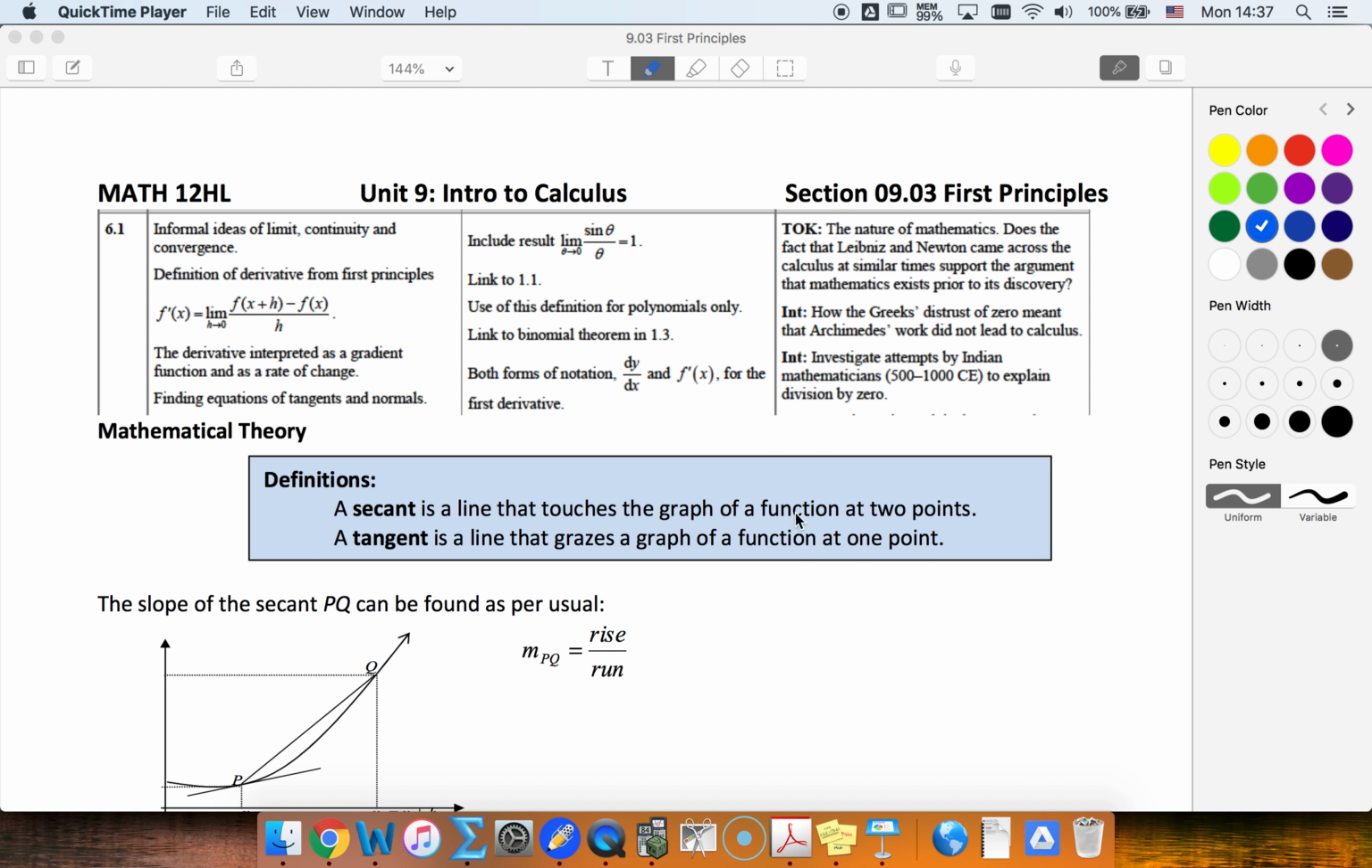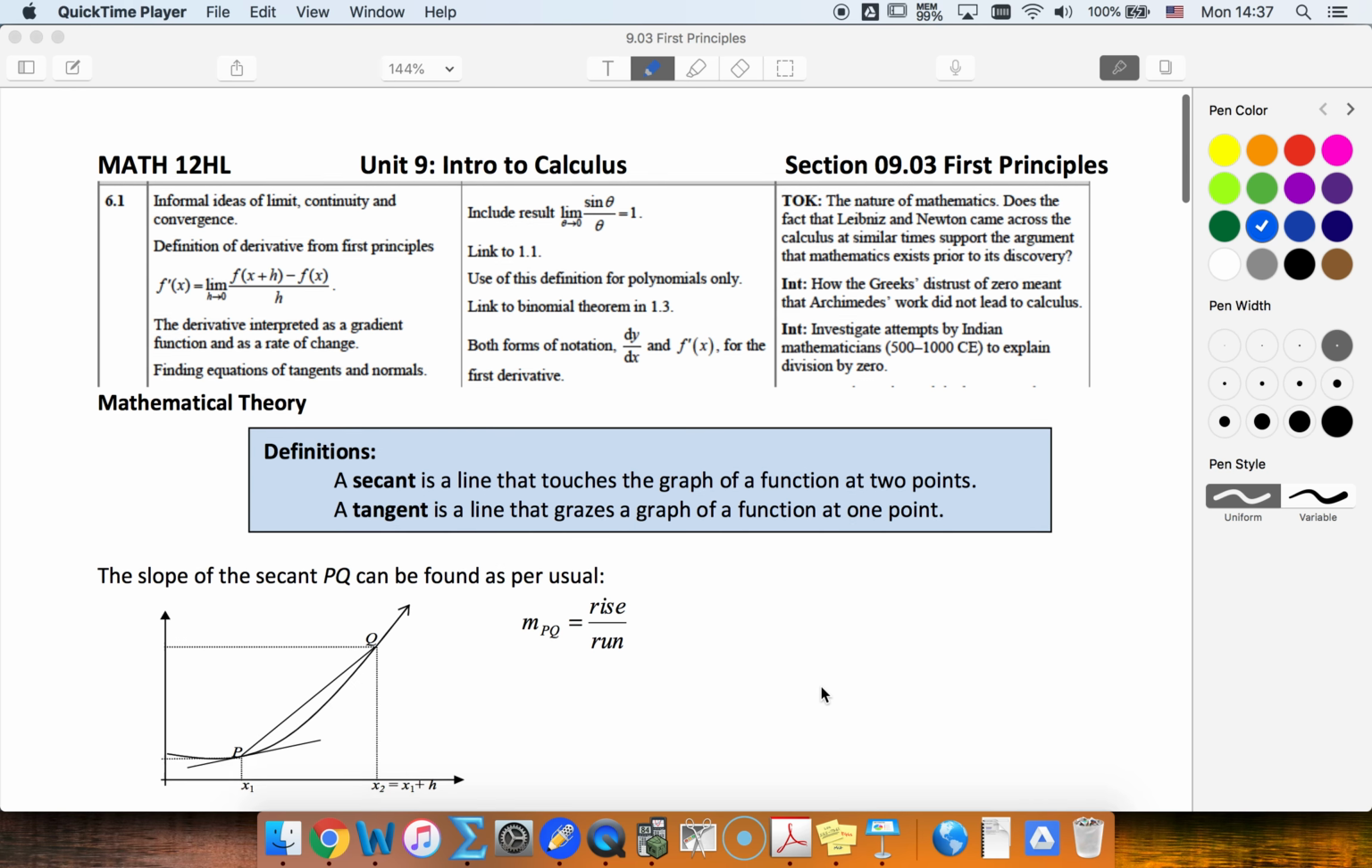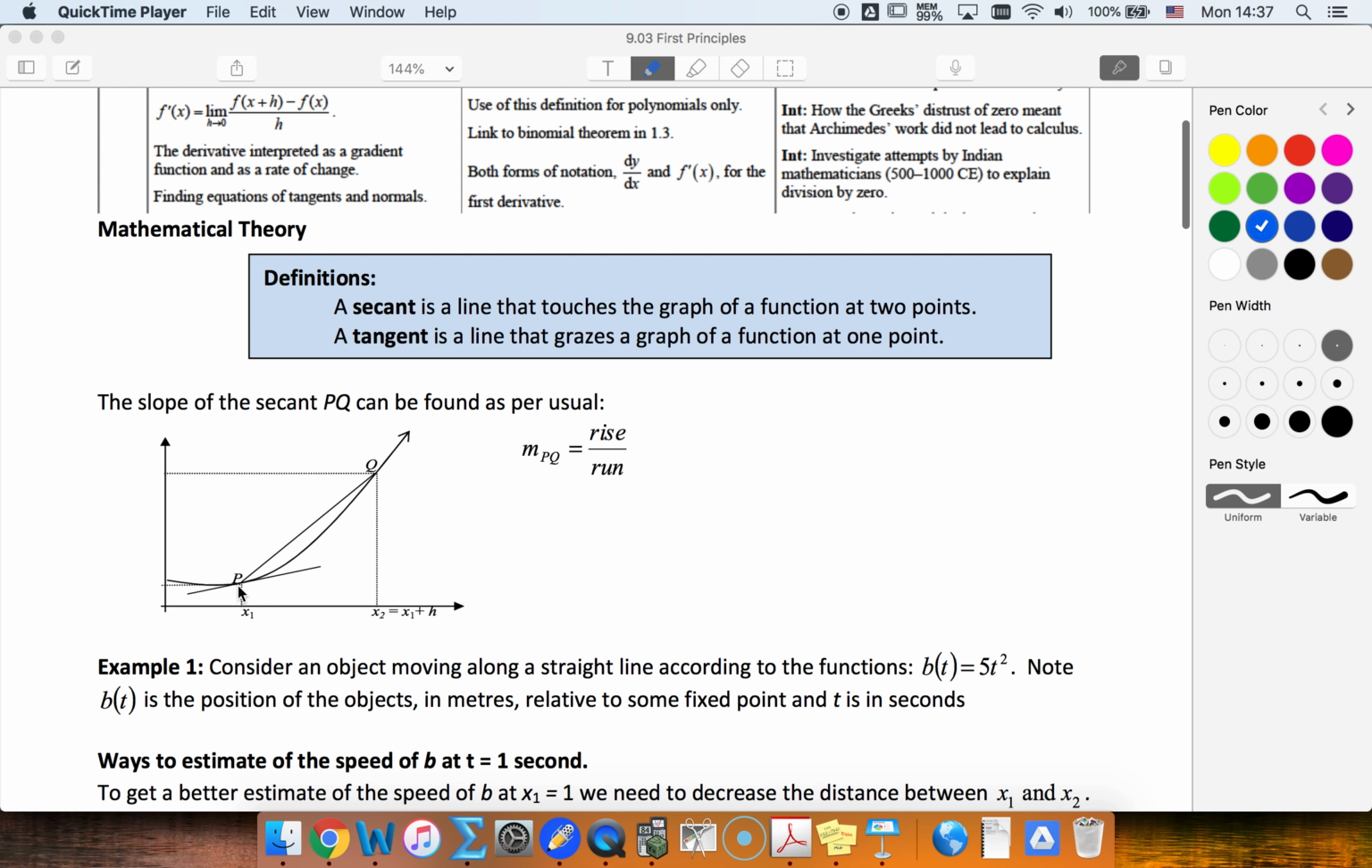And this is a bit of a misnomer because if we have a function that curves back on itself like a cubic, then our tangent could end up touching at another point, but it's not necessarily a secant. So here, our secant would be PQ, and our tangent would be this line down here.